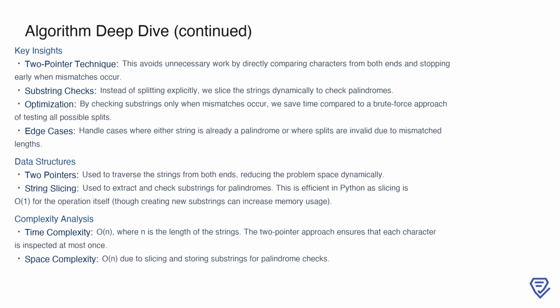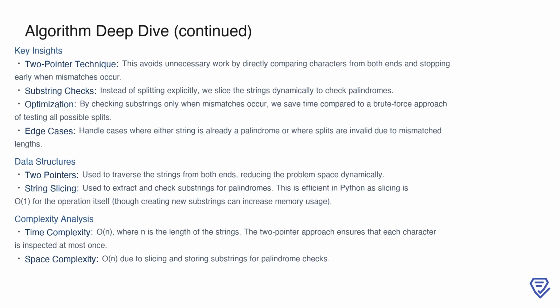Instead of explicitly splitting the strings, we dynamically slice substrings, which is more efficient for palindrome checks. This optimization ensures that we only check substrings when mismatches happen, saving time compared to a brute force approach that tests all possible splits. Key data structures include the two pointers, which dynamically reduce the problem space as they move inward, and string slicing, which allows us to extract and verify substrings for palindromes.